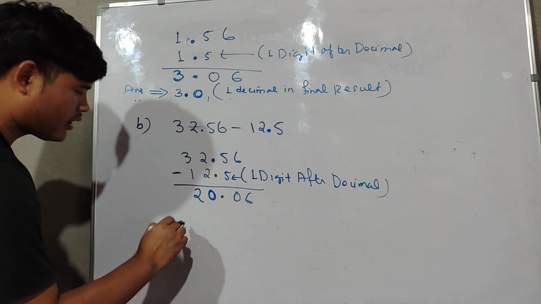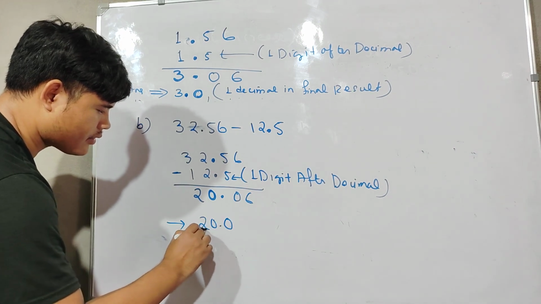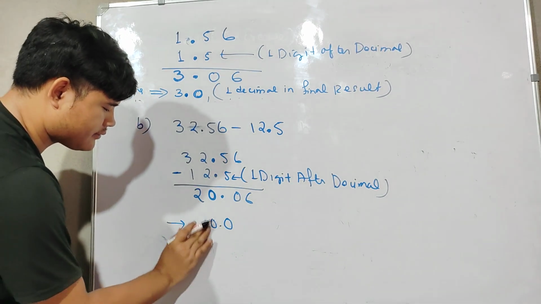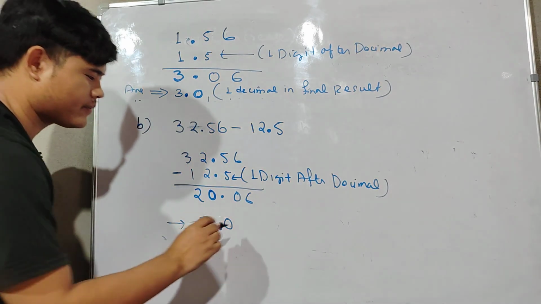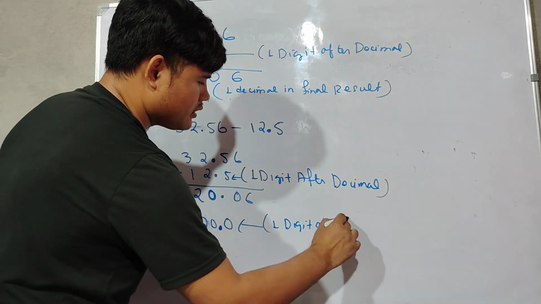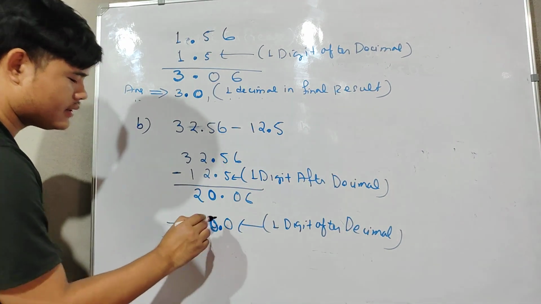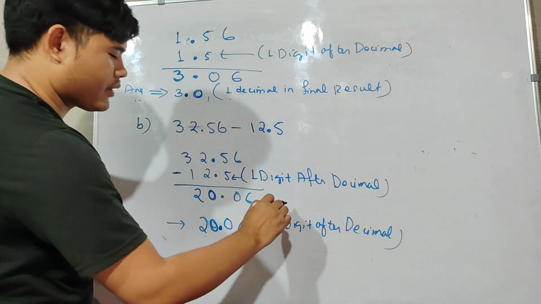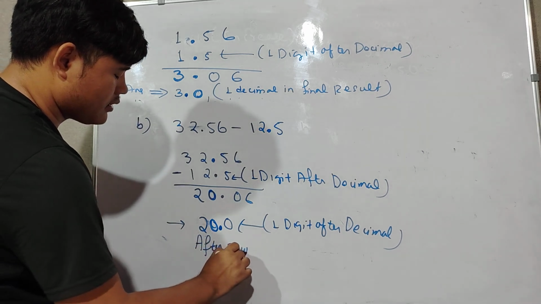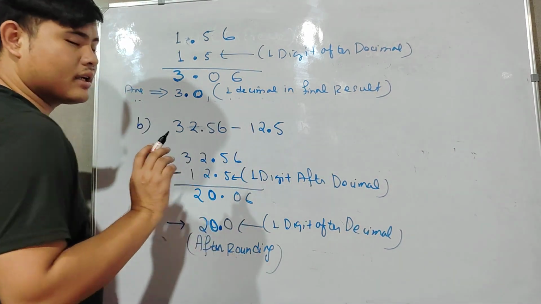That means after we round off, we should have only one digit. So 20.0 after rounding off. Okay, 20.0 is the final result, with one digit after the decimal. This one you have to remember. After rounding up, you write it here: after rounding, we should have only one digit after the decimal.